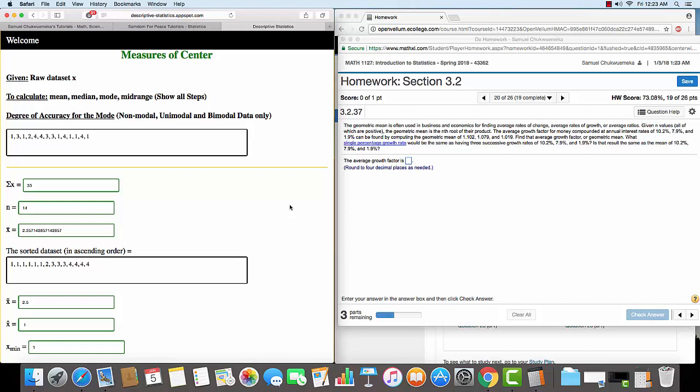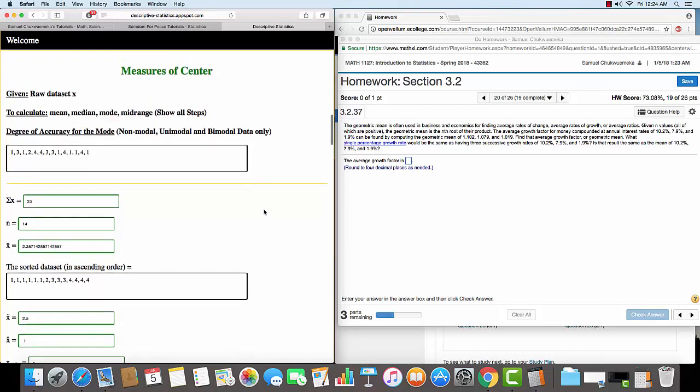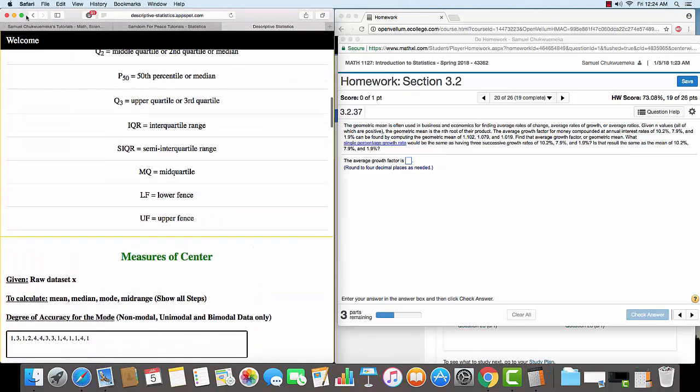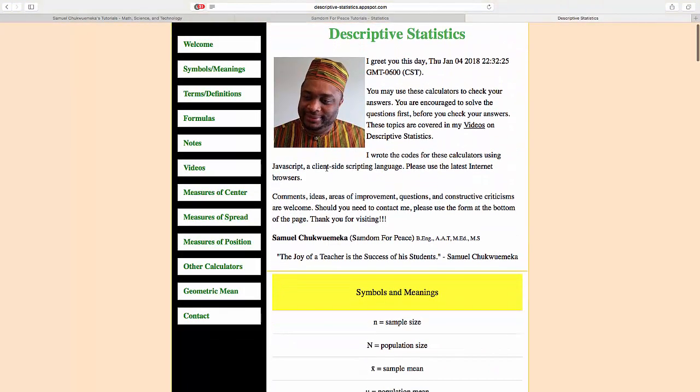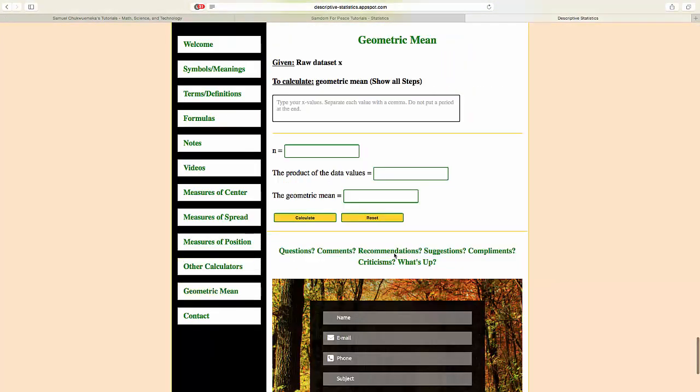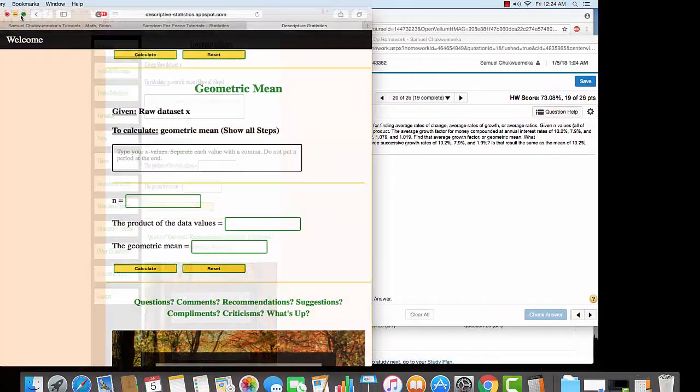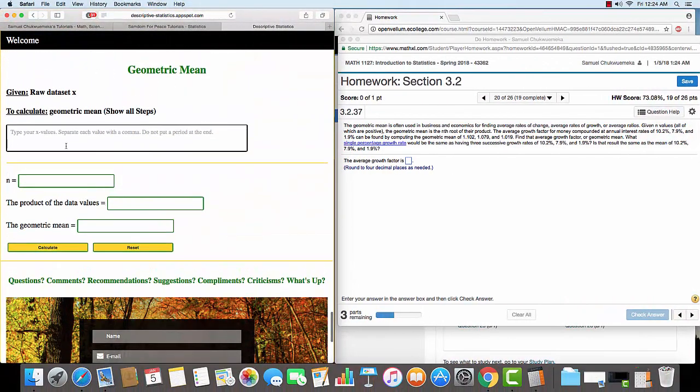That's the first thing. Okay, I think we've been using StatCrunch, right? Now, it's my turn. So let's get to geometric mean. I have it on my calculator. I don't think StatCrunch has geometric mean, so let's use my calculator. You go here, you click on geometric mean. So this is the geometric mean. And I'm going to type these values here: 1.102, 1.079, 1.019, and then press calculate.